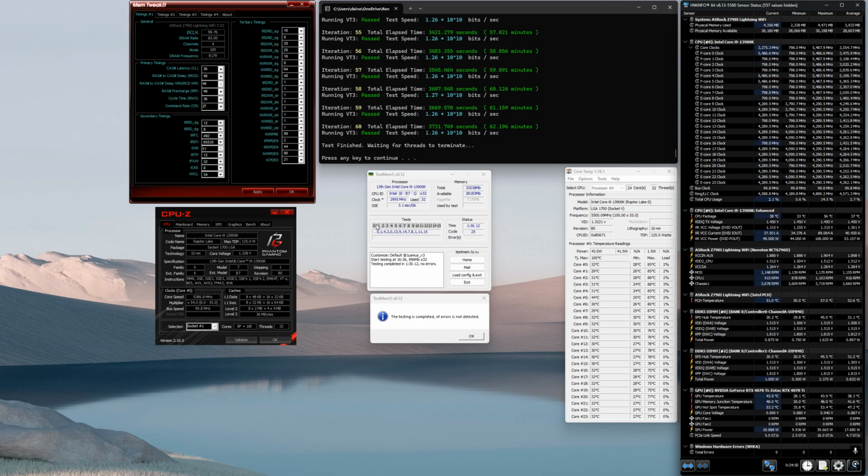But yeah, guys, I hope this was interesting, at least. If anything, I'd like to give any other Lightning owners hope. This board definitely is peak Raptor Lake, and I'm very shocked that it was capable of doing this, because I didn't think it could do it.